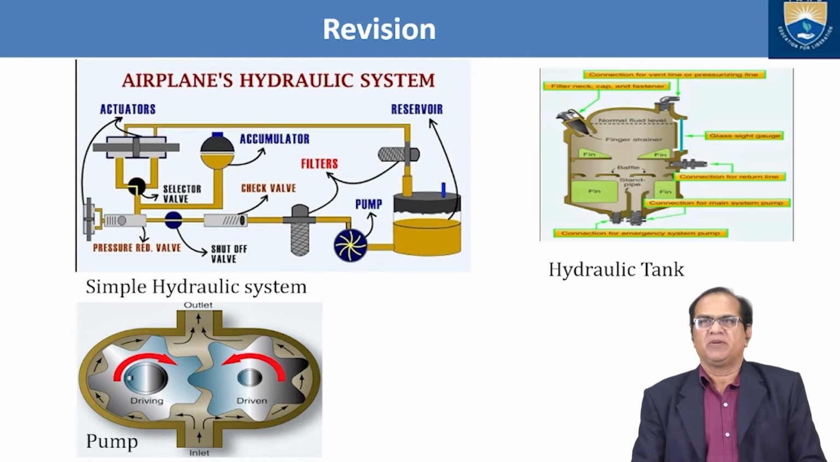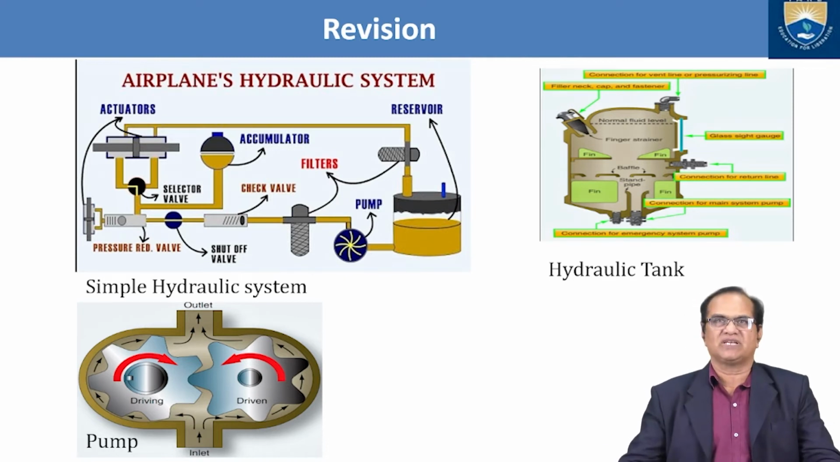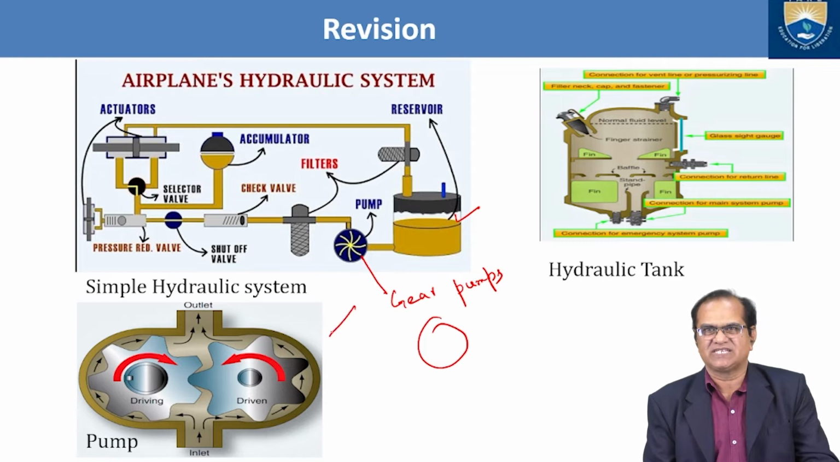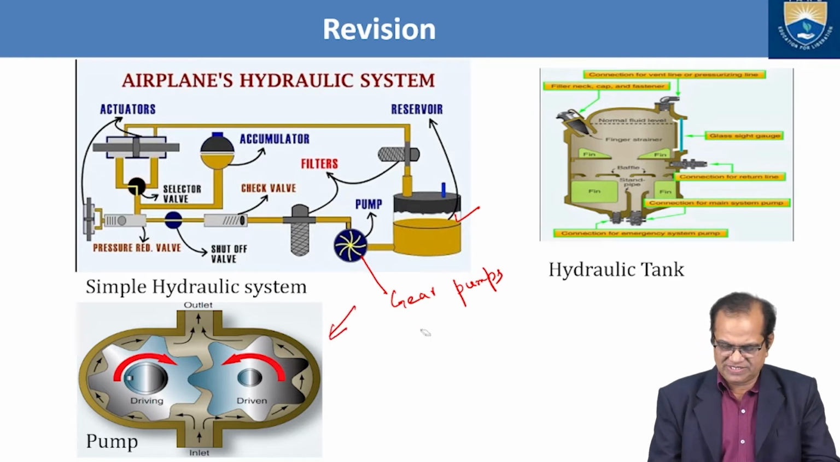In our previous classes, we have seen a typical hydraulic system consists of the reservoir. This you can see, this is the reservoir. Then we have here one pump, and these pumps are mostly the gear type of pumps. Gear pumps, most of the aircraft use, they are very small, you can see here.